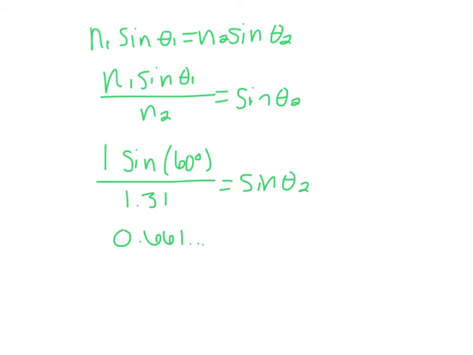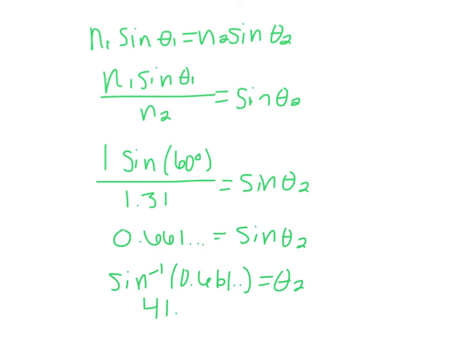0.661, keeps on going, equals sine theta 2. So the inverse sine of that number, inverse sine of 0.661, keeps on going, is going to give me my angle. And that answer is 41.38, keeps on going, degrees. We had 3 sig figs, so theta 2 is approximately 41.4 degrees.